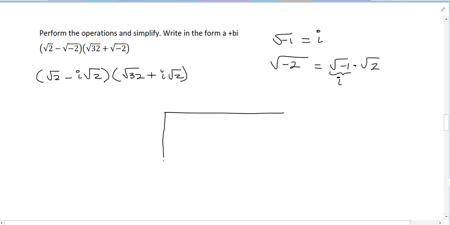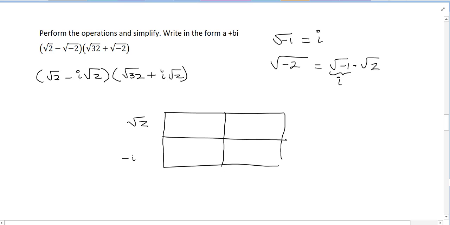I'm a big fan of the box method, and I think I discussed that in previous videos. So I'm going to put one of them here, so the square root of 2 minus the negative i root 2, that first one here. It doesn't really matter where you put them. And then the square root of 32, and then positive i root 2 over here. And so let's multiply. So the square root of 2 times the square root of 32, same radical, so we can multiply the insides. So this will be the square root of 64.